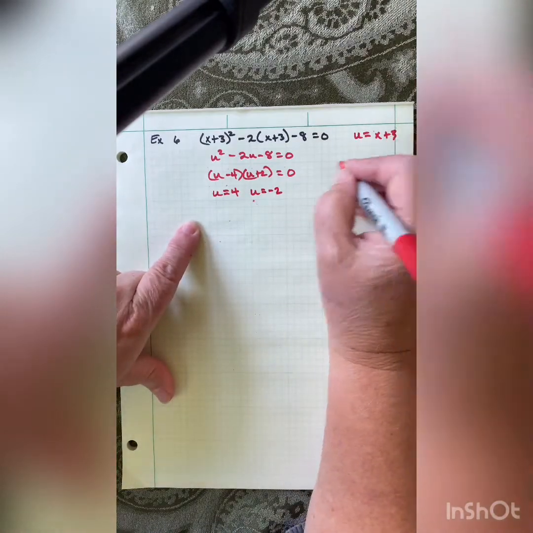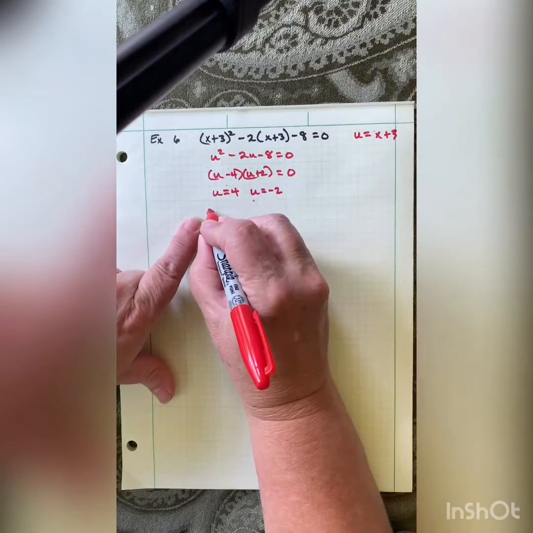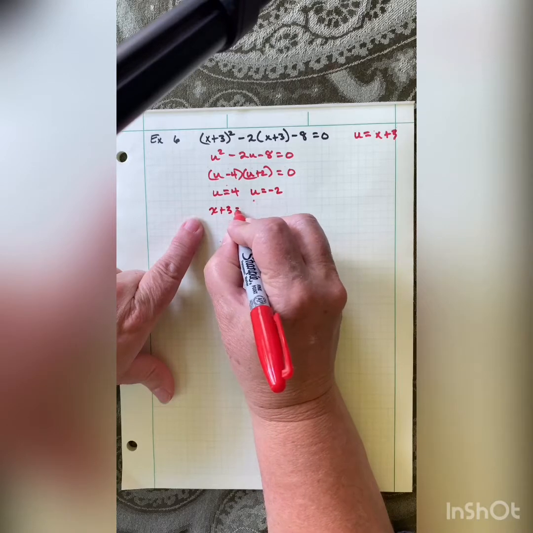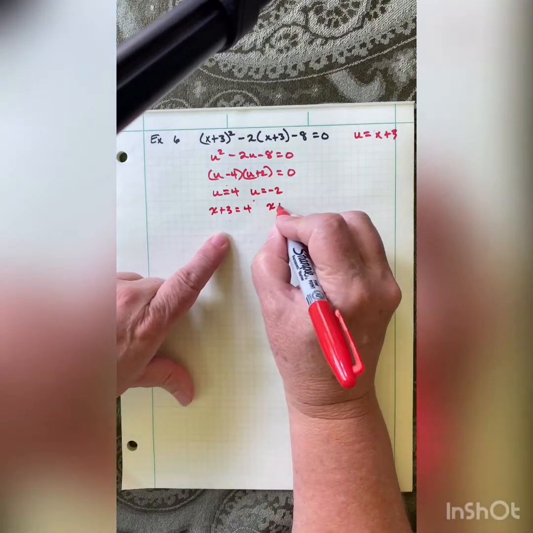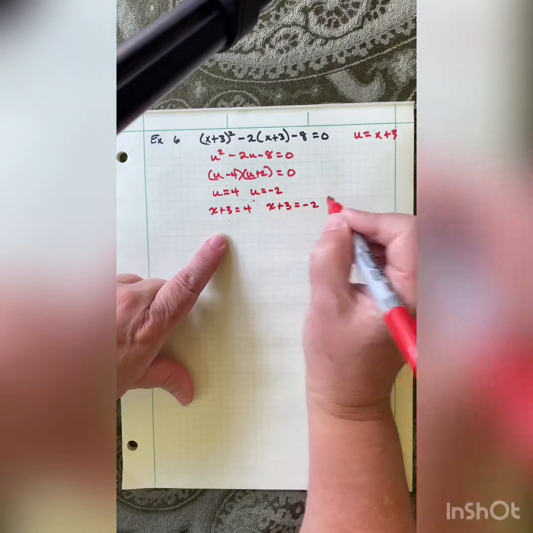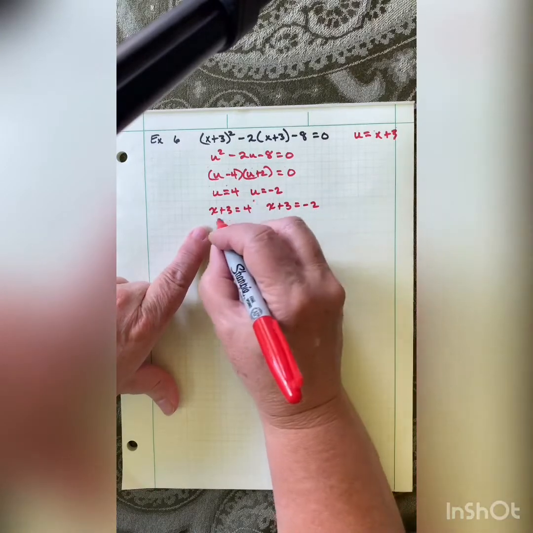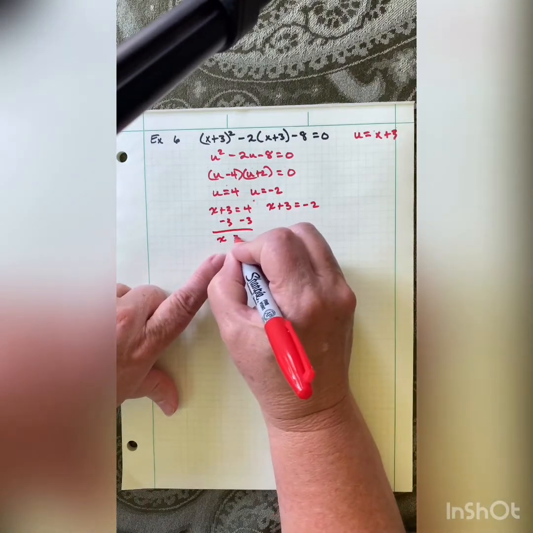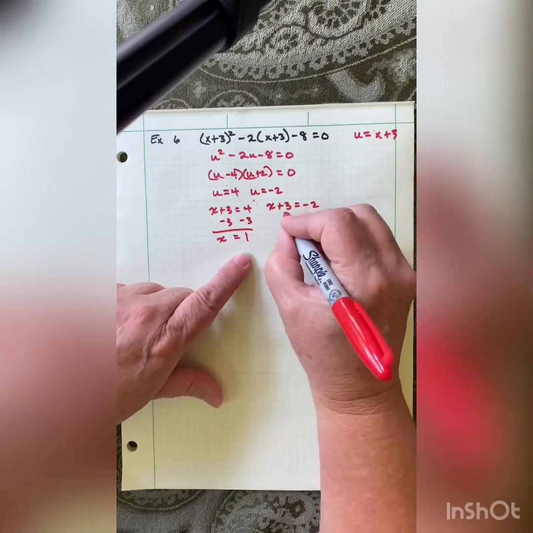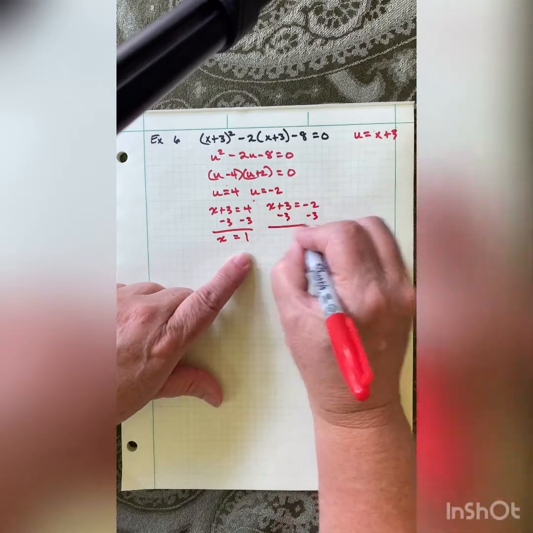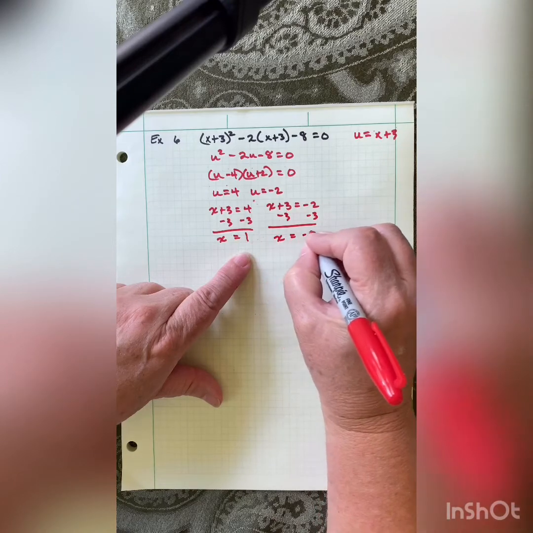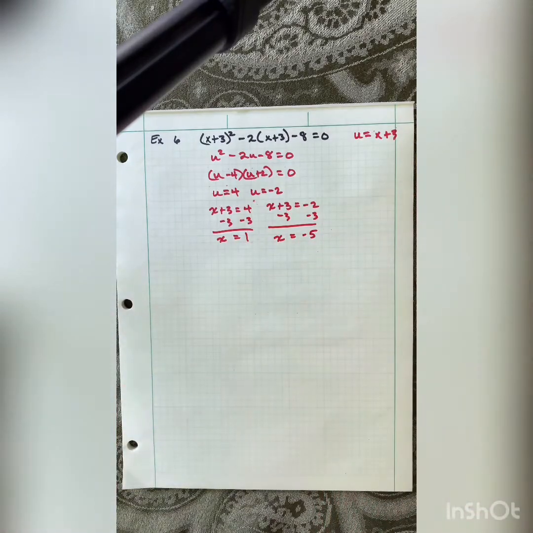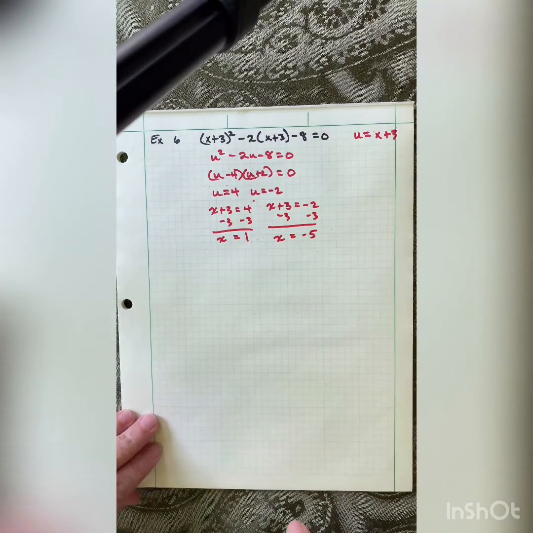Okay, let's substitute that back in. So now I have x plus 3 equals 4 and x plus 3 equals negative 2. Solve for x. So let's move that over. I'll get x equals 1. Move this one over and I'll have x equals negative 5. And there you go. That's all there is to it.